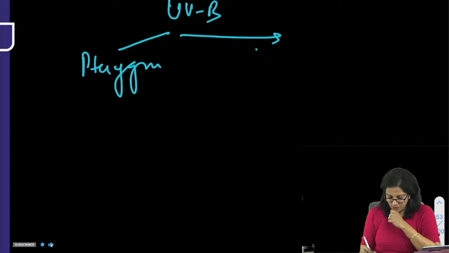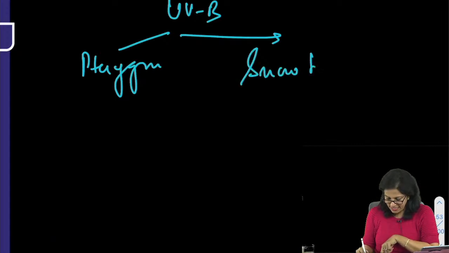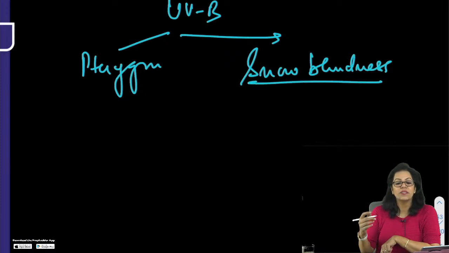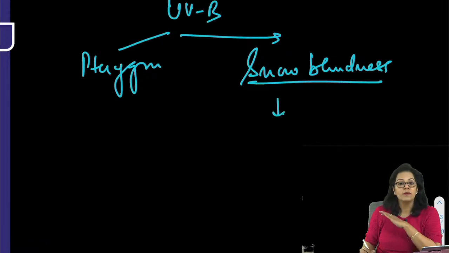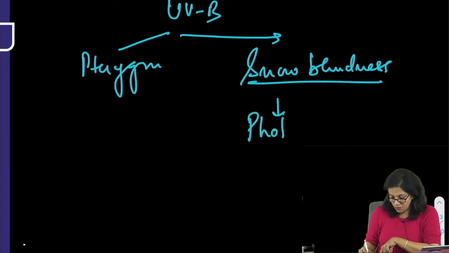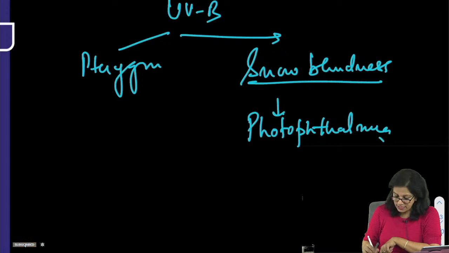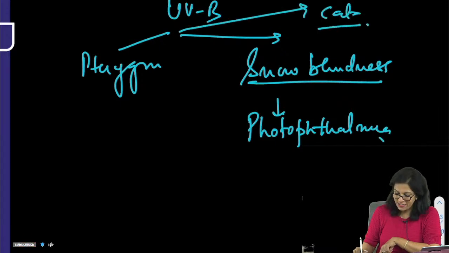Have you all heard about snow blindness? What is snow blindness? When you're going in the snow in the heights, the UVB rays will reflect from the snow and injure your eye, leading to corneal epithelial erosion. This is what is snow blindness, also called photophthalmia. Yes, cataract is not a wrong answer. That is one of the contributory factors. So I will write it also.